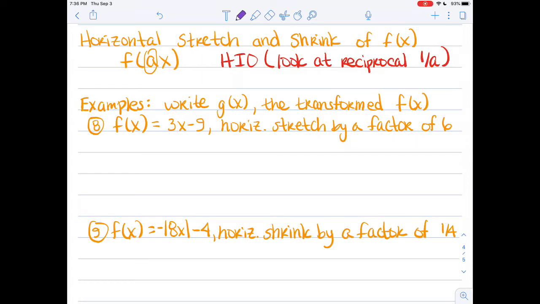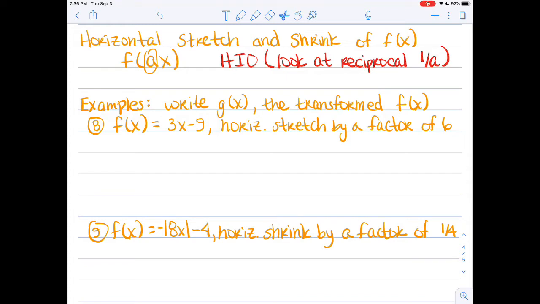All right, our final type of transformation is everybody's favorite, the horizontal stretch and shrink of our function f of x. So right off the bat, let's just remind ourselves that if we see some number a in the equation, we have to realize that it's a stretch or shrink by the opposite or the reciprocal of a, 1 over a. Because if our original equation is being multiplied by a, our stretch or shrink is dividing by a, which is the same thing as multiplying by the reciprocal.